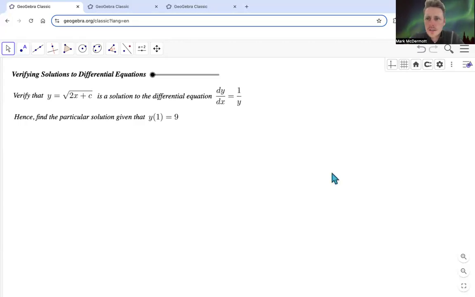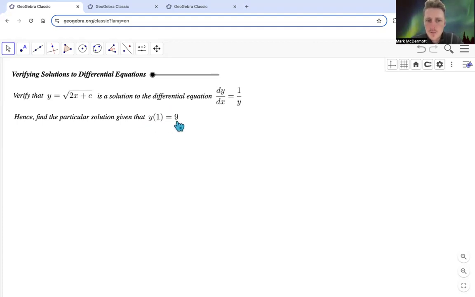All right, so now we're looking at the next step of differential equations, which is to verify that a solution is in fact a solution to a differential equation. So let's look at this example. It says verify that y equals the square root of 2x plus c is a solution to the differential equation dy dx equals 1 on y, and hence find the particular solution given that y of 1 equals 9.